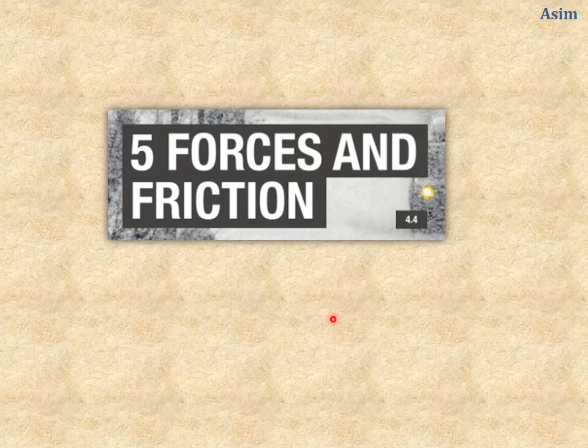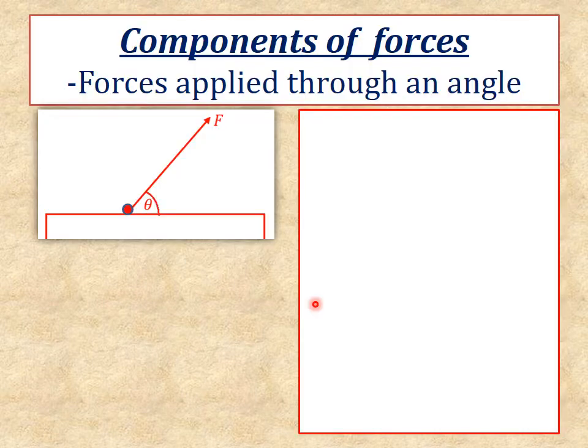So far all the forces were either horizontal or vertical. Now let us go to questions which involve forces making an angle from the horizontal or the vertical. Like for example here, this is not a horizontal or a vertical force. This force is making an angle of theta to the horizontal. In such a situation you have to find the vertical component and the horizontal component of this force.